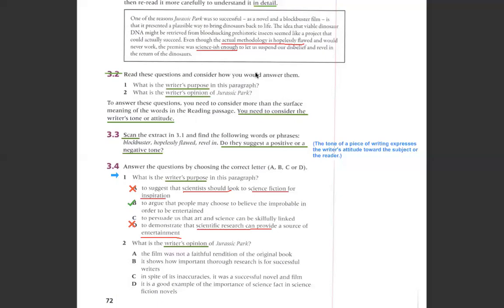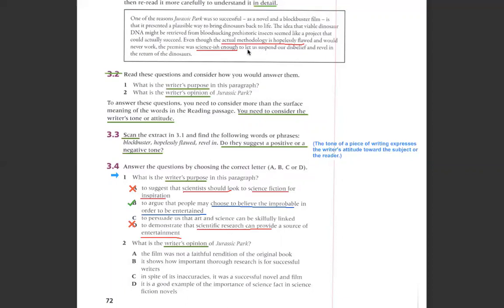And we get our answer from looking over here. So it says to argue that people choose to believe the improbable. So the improbable means things that are unlikely. They choose to believe things that are unlikely, so not real or not fact, not likely to happen, in order to be entertained. So they choose to believe what is not likely so that they can be entertained.